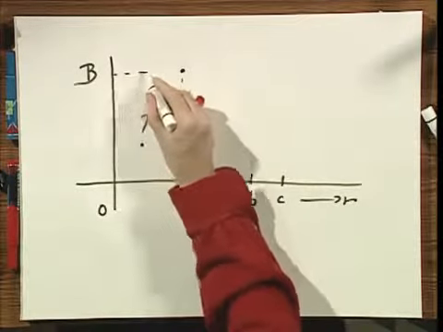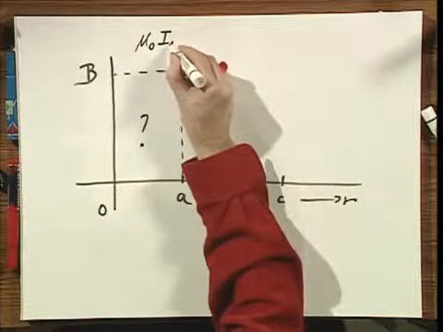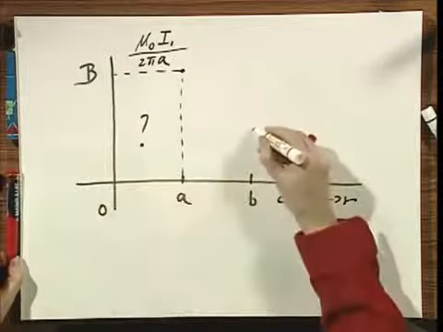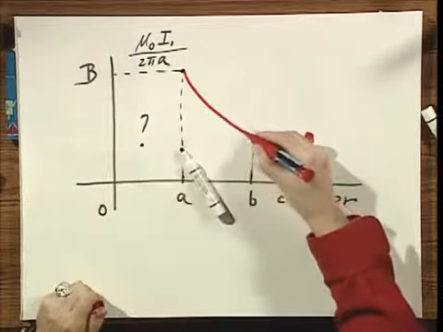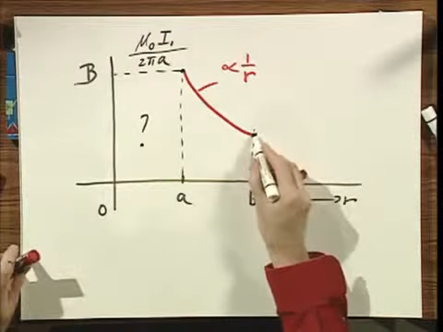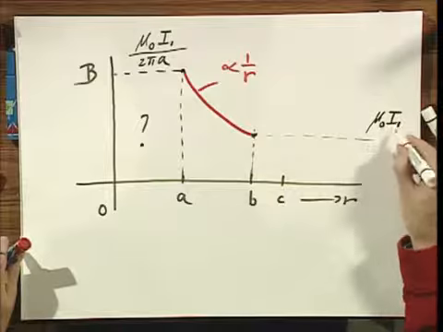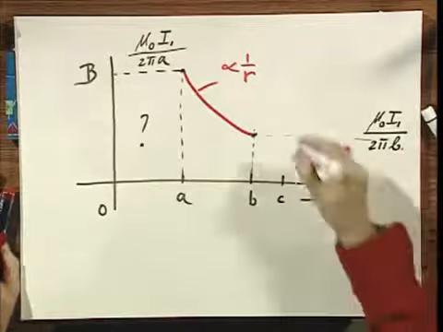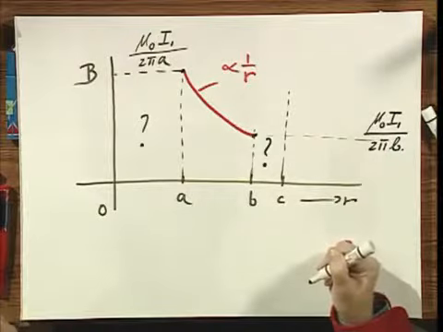Right here at this point a, the magnetic field equals mu 0 times I1 divided by 2 pi a. It will fall off as 1 over r. There it goes, proportional to 1 over r. And right here at this location, it will have the value mu 0 times I1 divided by 2 pi b, 1 over r. What happens here in this metal, we don't know yet, but you will learn about that later.